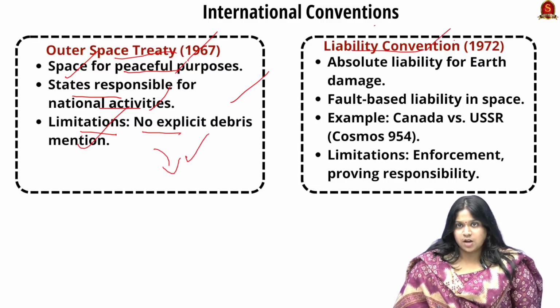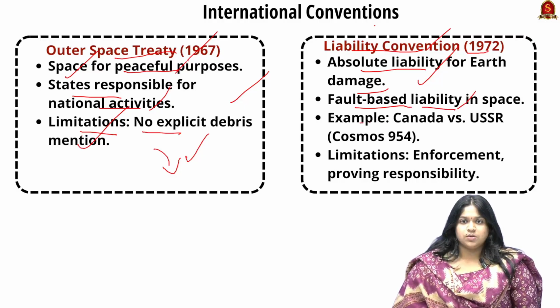Next, the Liability Convention 1972. Here, absolute liability for the Earth's damage and fault-based liability in space. So these are a few examples where there has been fault-based liability. Next is the limitation. Looking into limitations, enforcement and proving responsibility have been very weak. So here again you can see a way ahead for the solution.